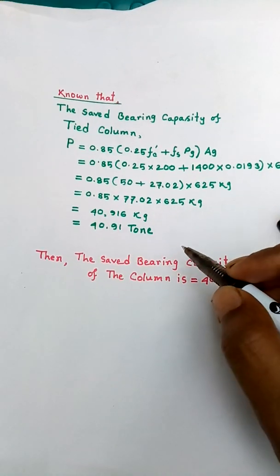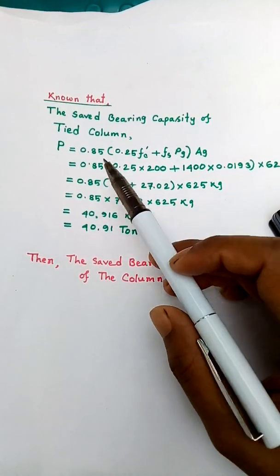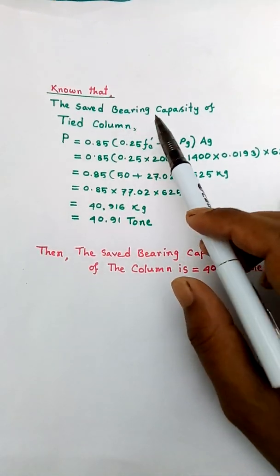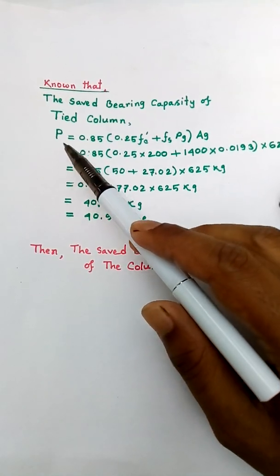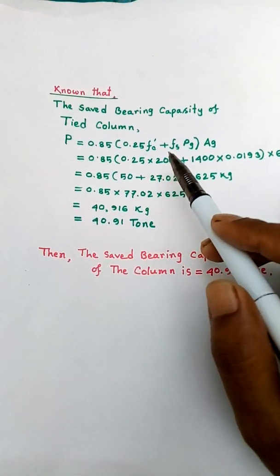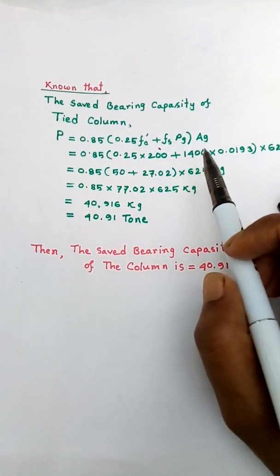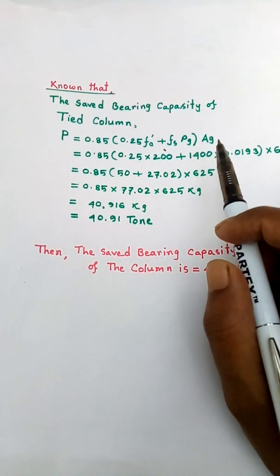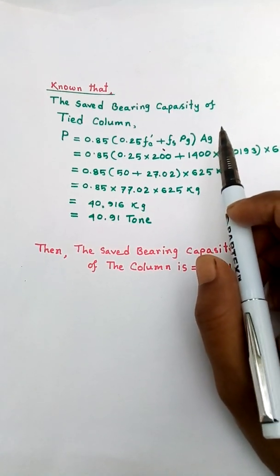Now we will find out the amount of bearing capacity of the column. We know that the safe bearing capacity of a tied column is P equal to 0.85 bracket 0.25 F prime c plus Fs rho g bracket Ag. This formula is only for R.C.C tied column.